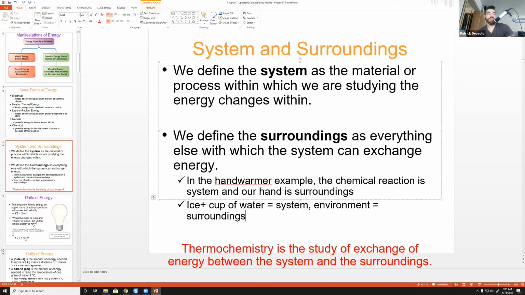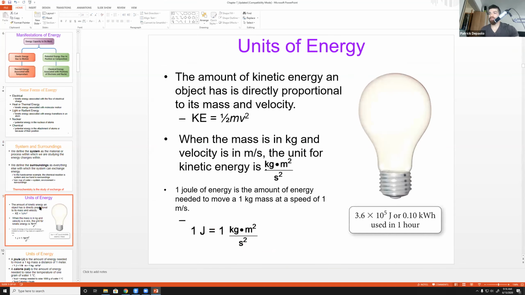So is there any questions on that? That's an important concept. No? Okay. All right. So now we will talk about the units of energy.